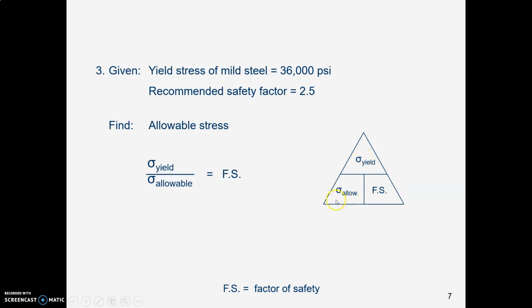fraction, yield over allowable, into one of these good old triangles. So yield over allowable, we'll put factor of safety into the other corner of the triangle. So now it looks a little bit more manageable. If we're looking for allowable stress, that's the one we would cover up. And look here, we're left with yield over factor of safety. We're left with 36,000 divided by 2.5. That will tell us our allowable stress.